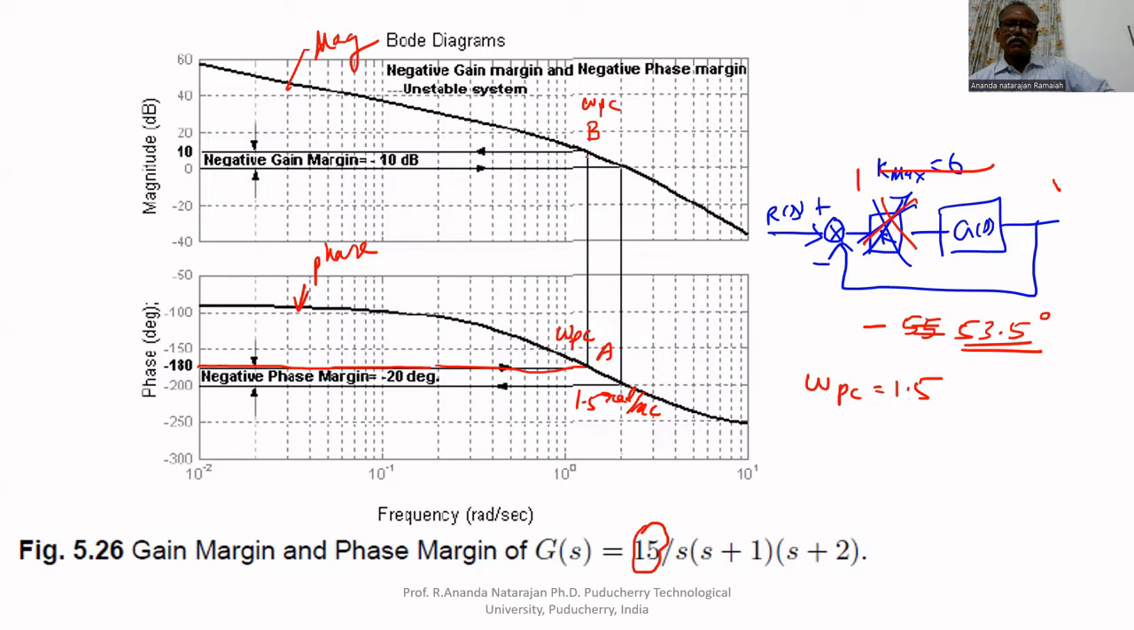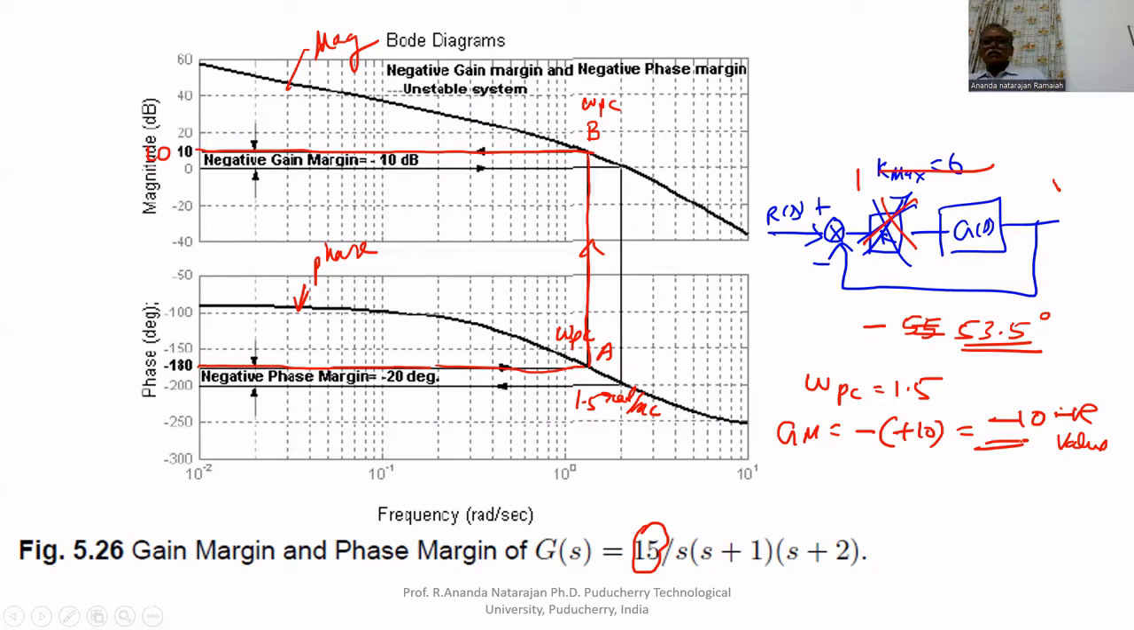At omega PC, draw a horizontal line that meets the y-axis at 10. Therefore, gain margin equal to minus of plus 10, that is equal to minus 10, a negative value, therefore unstable system. Gain margin is negative because we increase the gain to 15. Maximum gain is 6, but we increase to 15. That's why this becomes unstable.